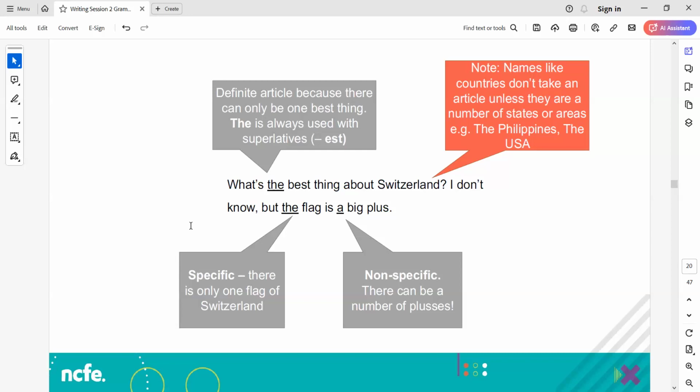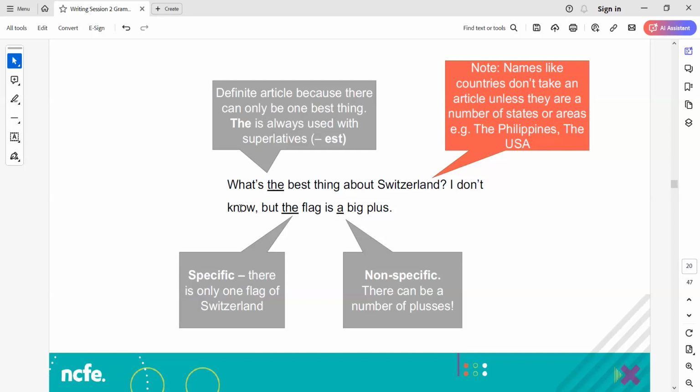I don't know, but the flag. So again, there's only one Swiss flag, so we can only be talking about that particular flag. So we use the. And it's a big plus, so a bonus. There could be more than one. When it talks about a big plus, it means an advantage. There could be many of those, so it uses a. It's non-specific.